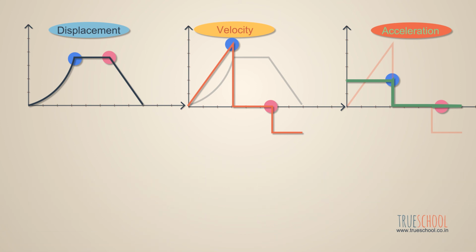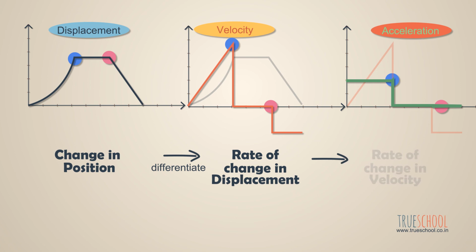So we now know of 3 features associated with the motion of an object. They are displacement, velocity, and acceleration. I think now it's a perfect time to solve some problems so that all this concept sticks to you.